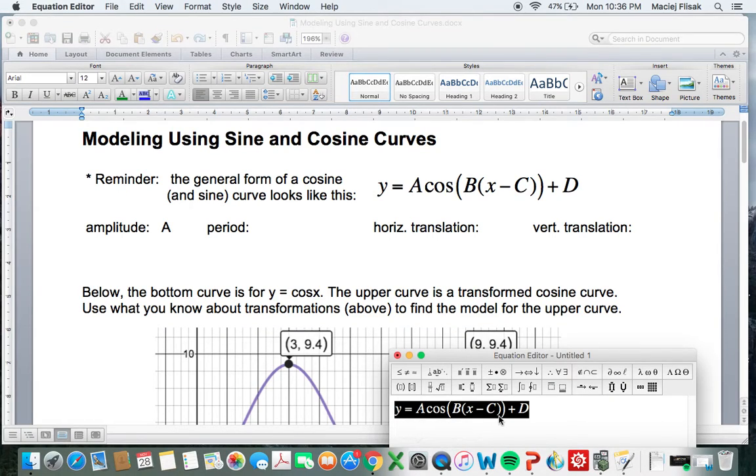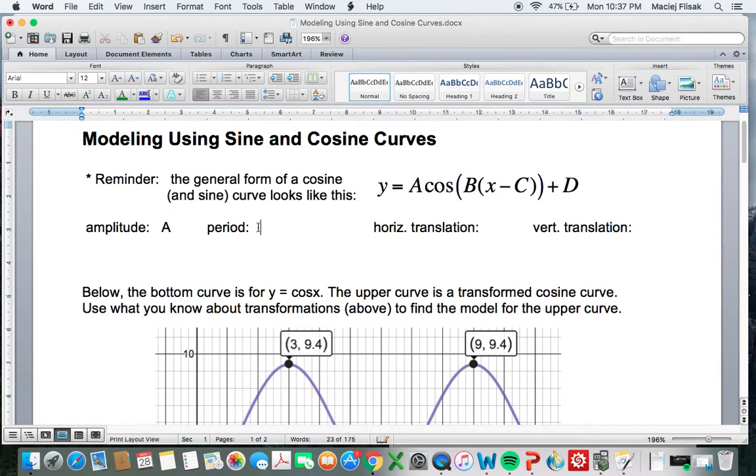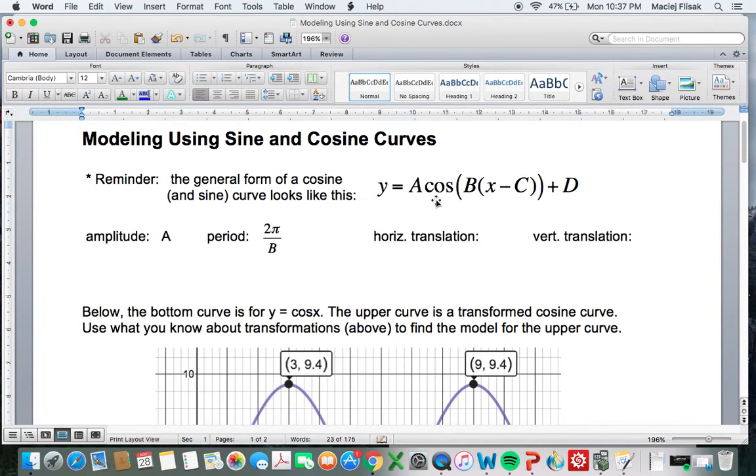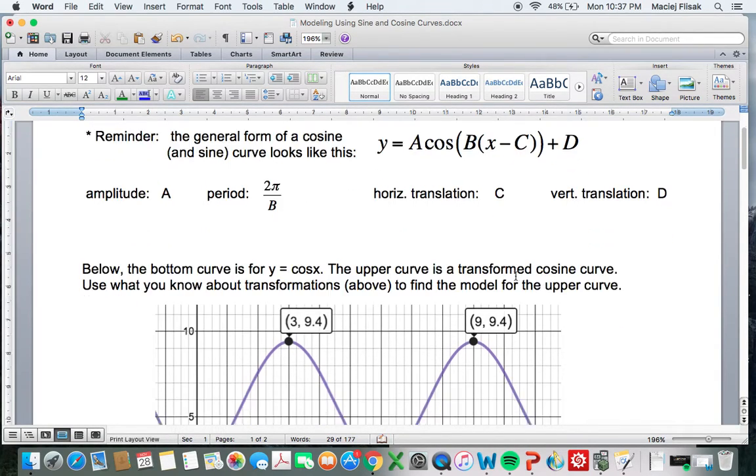So let me see if I can enter that. 2 pi over b. So 2 pi over b figures out our period. Horizontal translation, that's moving left to right, so that's a change in the x values, is the value here. So that's c, and the vertical translation is found using the d value, the one out there. All right, with those tools, you can model anything.